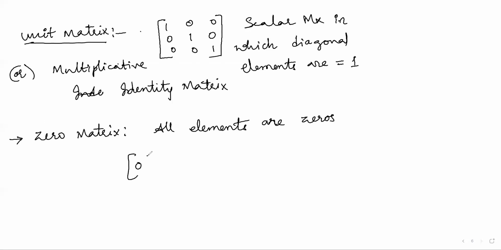So for example, this is a zero matrix. This is also a zero matrix, 1 by 2. This is also a zero matrix, 2 by 2. Like that. A zero matrix can be square or rectangular. So this is a diagonal matrix. This is a scalar matrix. This is the unit matrix, or the multiplicative identity, you can call that one.